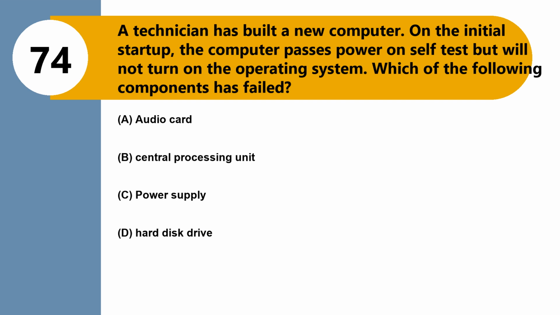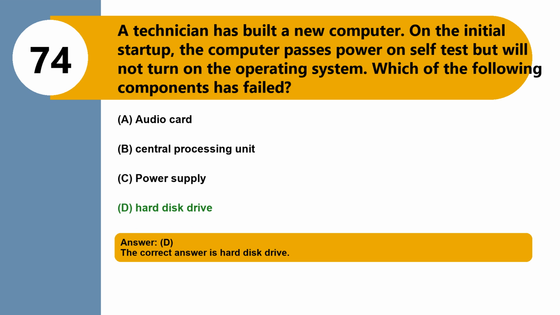Question 74. A technician has built a new computer. On the initial startup, the computer passes power on self-test but will not turn on the operating system. Which of the following components has failed? Option A, audio card. Option B, central processing unit. Option C, power supply. Option D, hard disk drive. The correct answer is option D, hard disk drive.